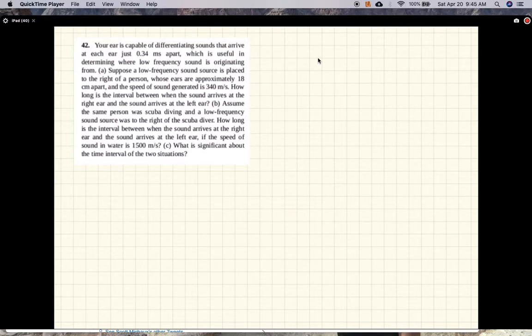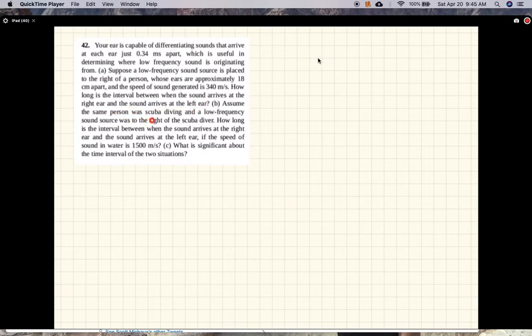Okay, so what does this problem say? Your ear is capable of differentiating sounds that arrive at each ear just 0.34 milliseconds apart, which is useful in determining where low frequency sound is originating from. Suppose a low frequency sound source is placed to the right of a person whose ears are approximately 18 centimeters apart, and the speed of sound is 340 meters per second. How long is the interval between when the sound arrives at the right ear and the sound arrives at the left ear?